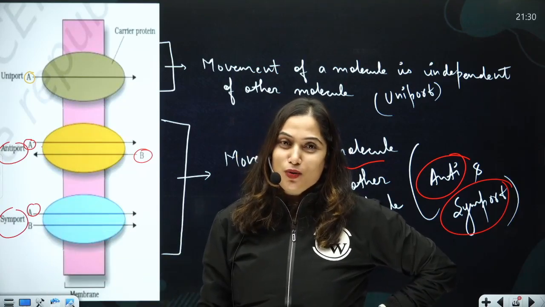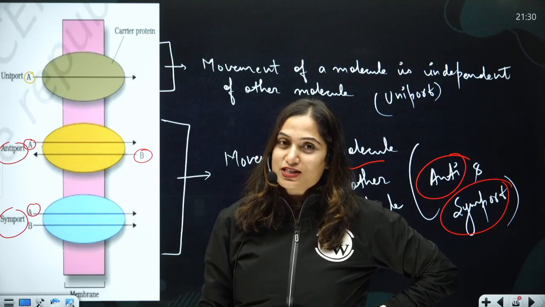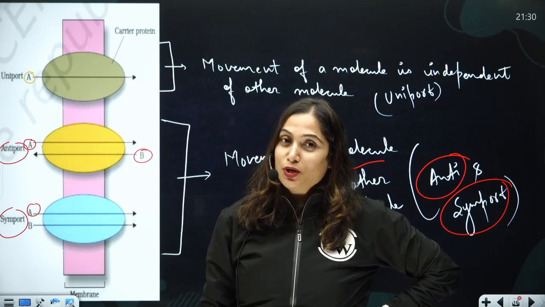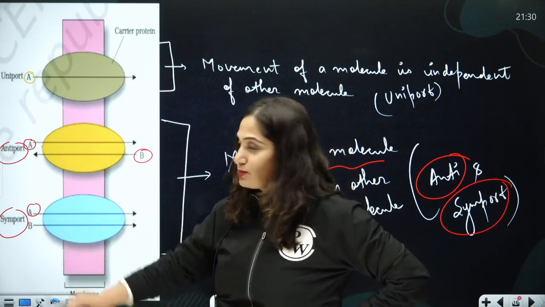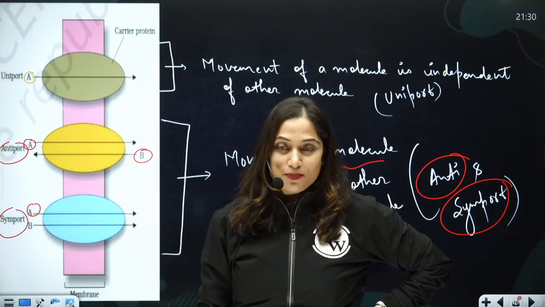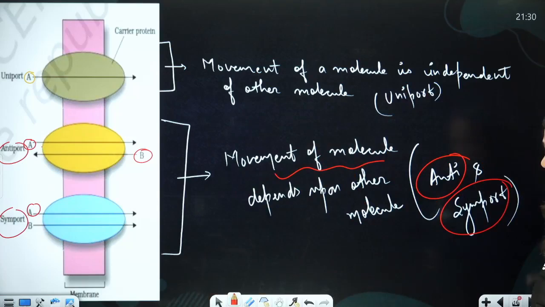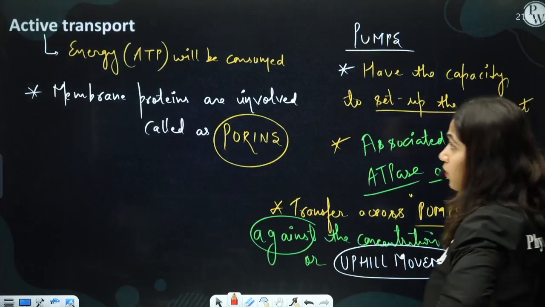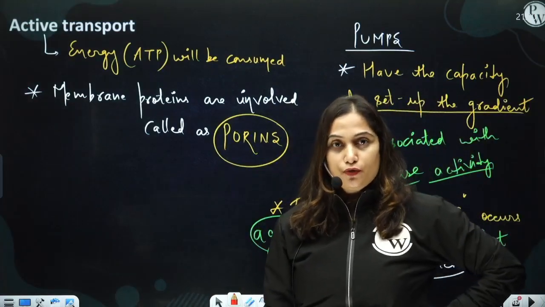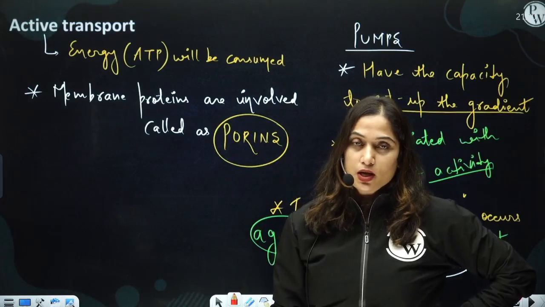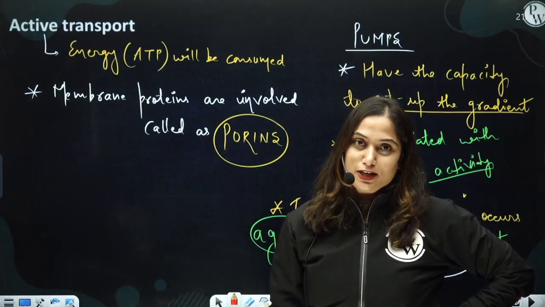So A will always go along with B into the cell. That means they will be transported together, and this type of transport is called symport. Okay, so these are three different kinds of transport. Clear? Now we have discussed two forces for short distance transport: simple diffusion and facilitated diffusion.